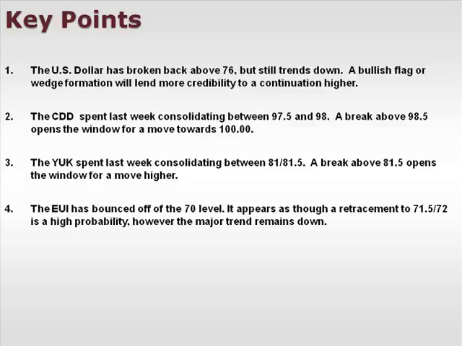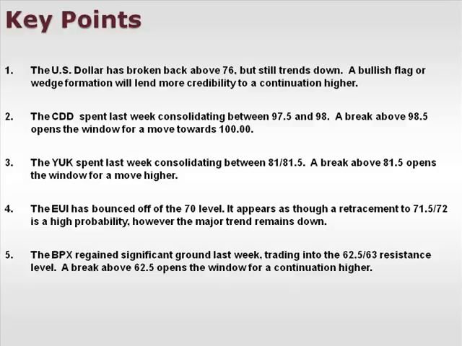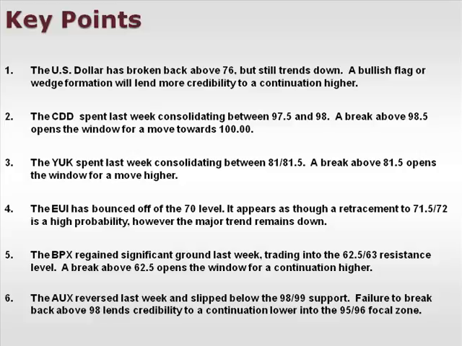The EUI has bounced off of the 70 level. It appears as though a retracement to 71.5, 72 is a high probability. However, the major trend remains to the downside. The BPX regained significant ground last week, trading into the 62.5, 63 resistance level. A break above 62.5 opens the window for a continuation higher. The AUX reversed last week and slipped below 98, 99 support. Failure to break back above 98 lends credibility to a continuation lower into the 95, 96 focal zone.